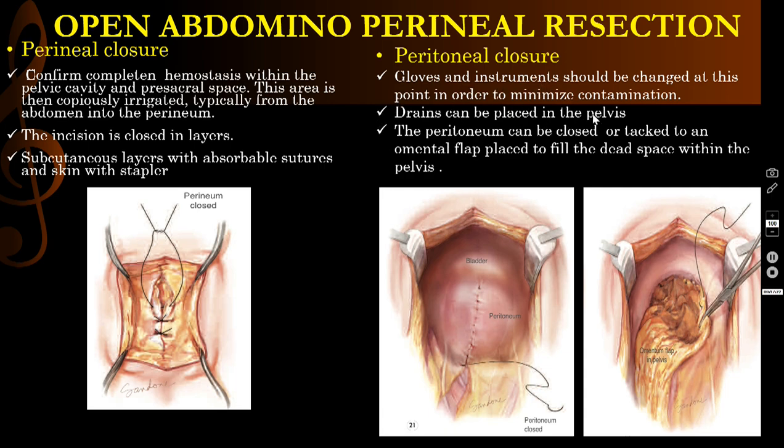Drains can be placed in the pelvis and then the peritoneum can be closed, or it can be tacked to an omental flap placed to fill the dead space within the pelvis. That is what you are seeing here. This omental flap, you can place it and you can close the peritoneum, or primarily also you can close the peritoneum.